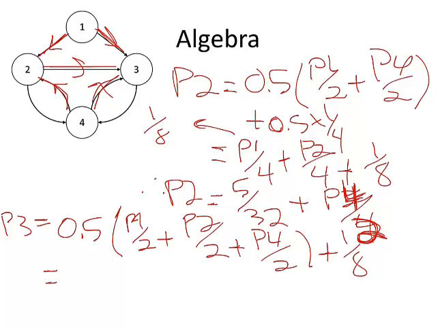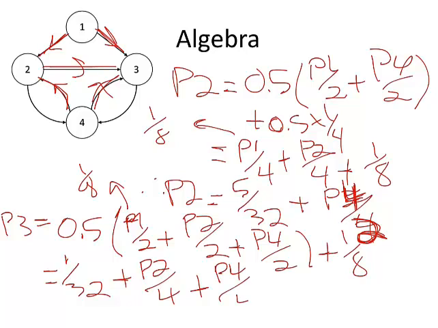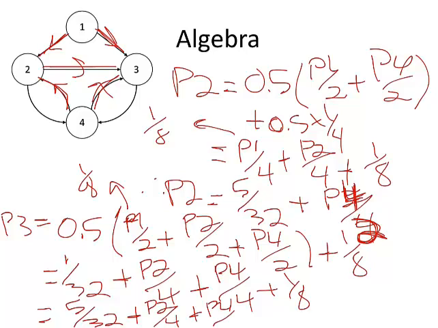So if we simplify that out, again, this P1 over 4 is going to become 1 over 32, as we know, because P1 was 1/8. P2 we haven't solved for yet, so we're just going to leave that as P2 over 4. And again, we also have not solved for P4 yet, so we'll leave that as P4 over 4 plus 1/8. So this is going to be 5 over 32 plus P2 over 4 plus P4 over 4.